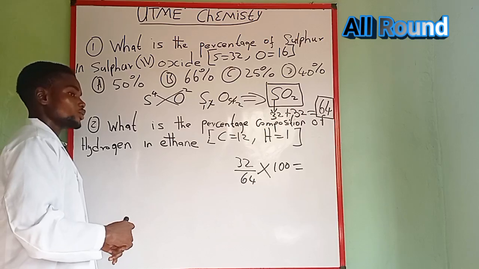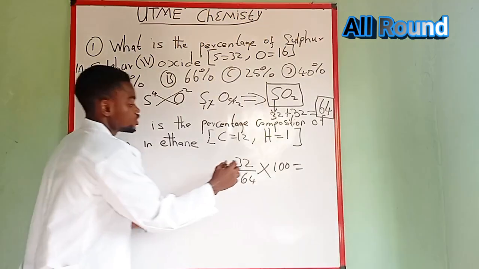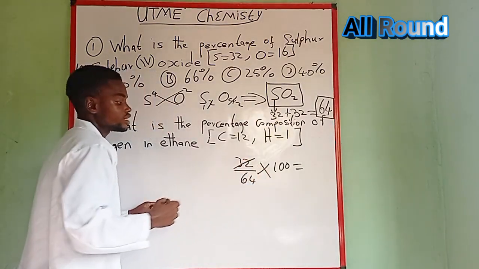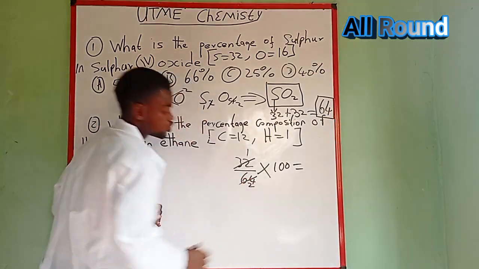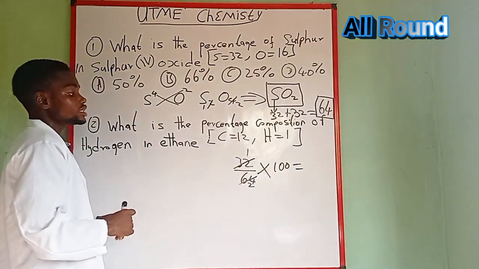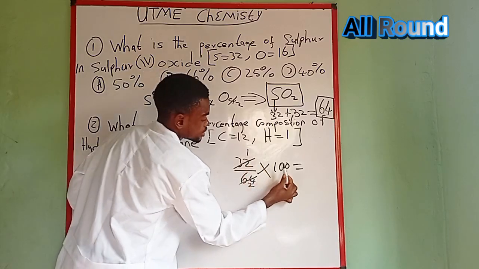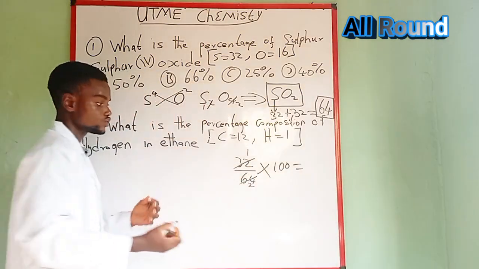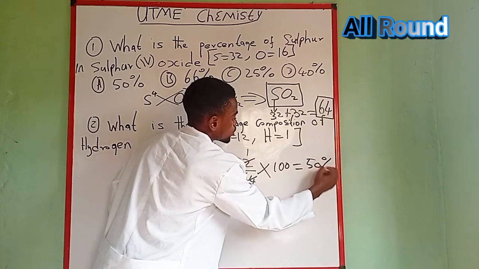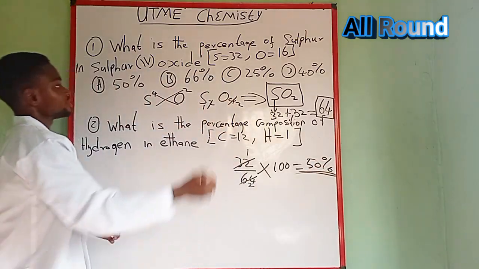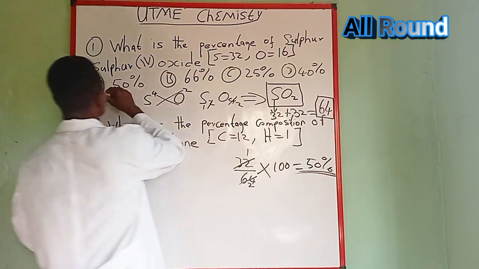So how can we do that? If you say 32 divided here, it gives us 1. 32 divided here gives us 2. Am I correct? Now it is going to be 1 times 100, which is 100. 100 divided by 2 gives us 50. And that is 50 percent, and you can see the answer is the option for 50.